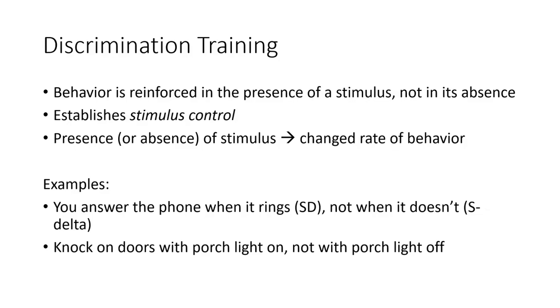So discrimination training is where behavior is reinforced in the presence of a stimulus, but not in its absence. So the stimulus that's present when the behavior is reinforced is going to become an SD, or a discriminative stimulus. The stimulus conditions where it's not reinforced would become the S delta. And discrimination training establishes stimulus control. And this is where we see a change in the rate of behavior based on the stimulus conditions.